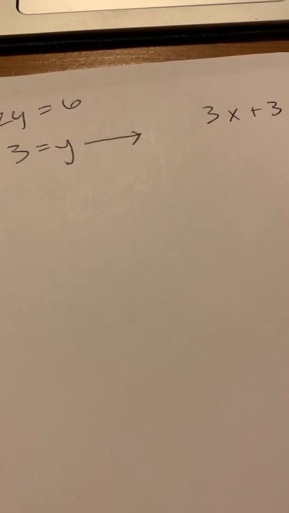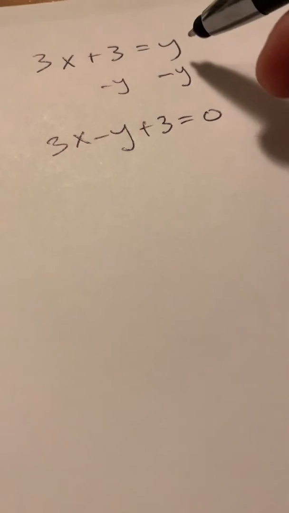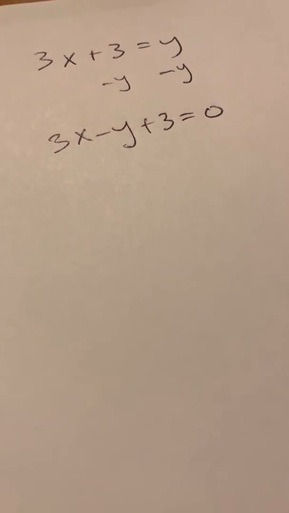as some of the other examples. In order for me to do that, I have to rearrange this problem to move the variables to the left and this number to the right. So I'm actually going to minus y from both sides. I get 3x minus y plus 3 equals 0, since y minus y is 0.